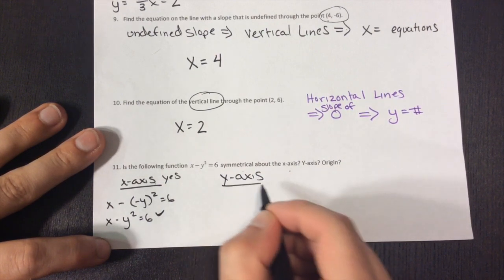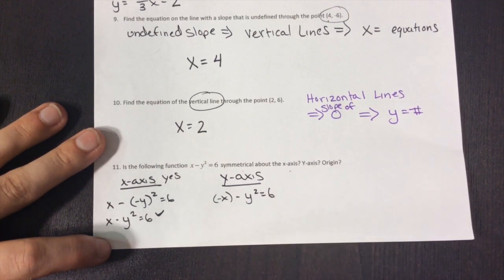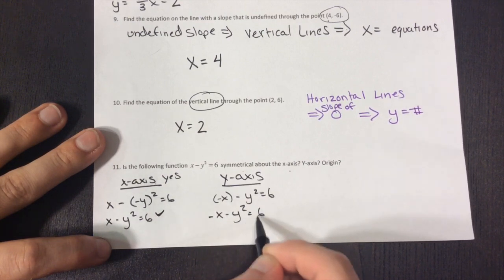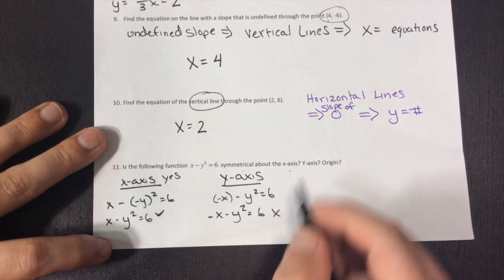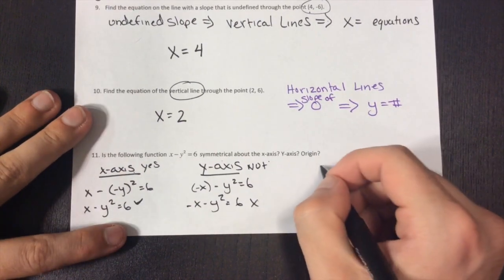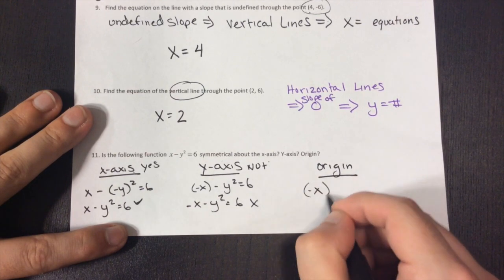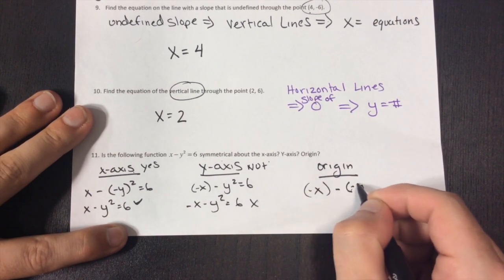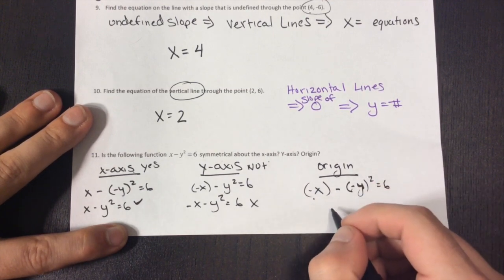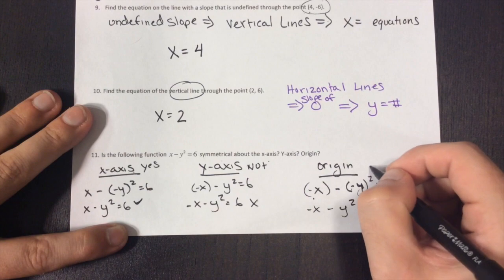To check for symmetric about the y-axis, I'm going to plug in a negative x to my equation, and I can see that a negative x is going to change this equation. So it's not symmetric about the y-axis. Likewise, I could check the origin, which is plugging in a negative to both, and I can still see that I only have one sign change, that negative x. So this doesn't work because I'm going to be left with negative x minus y squared equals 6. So this is not.